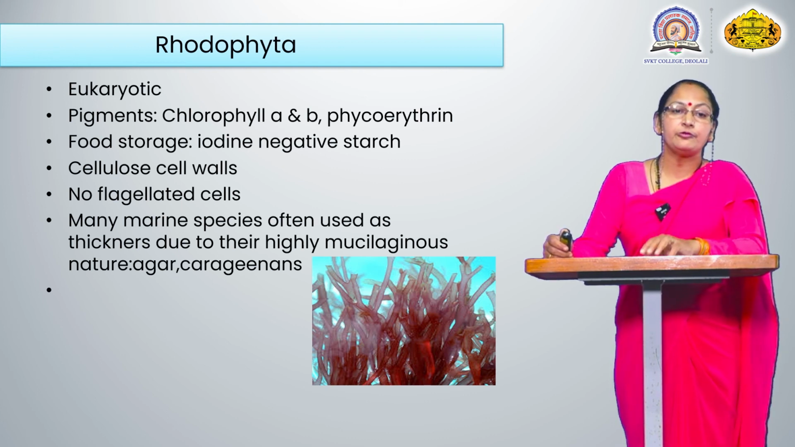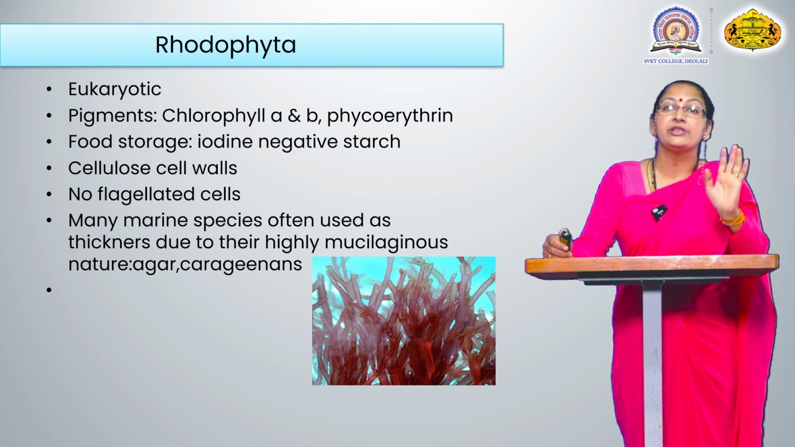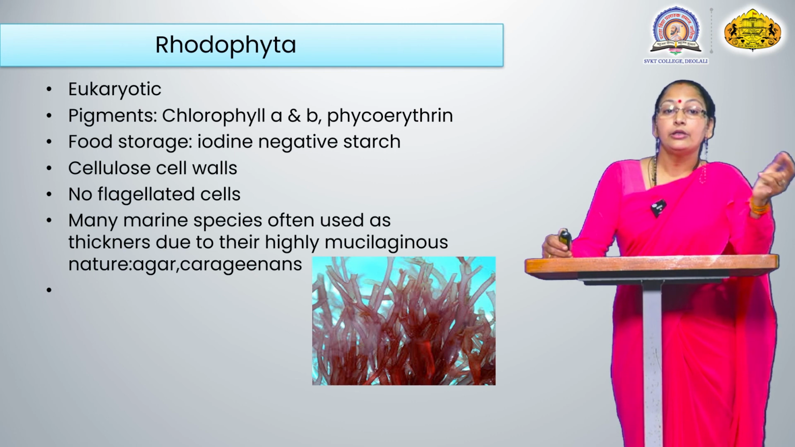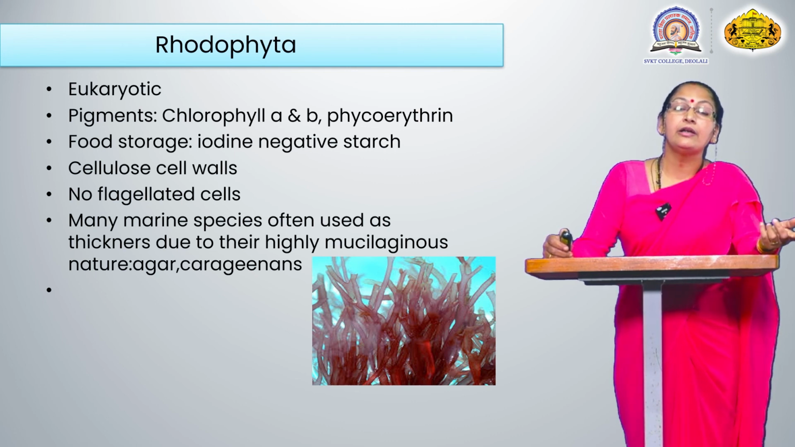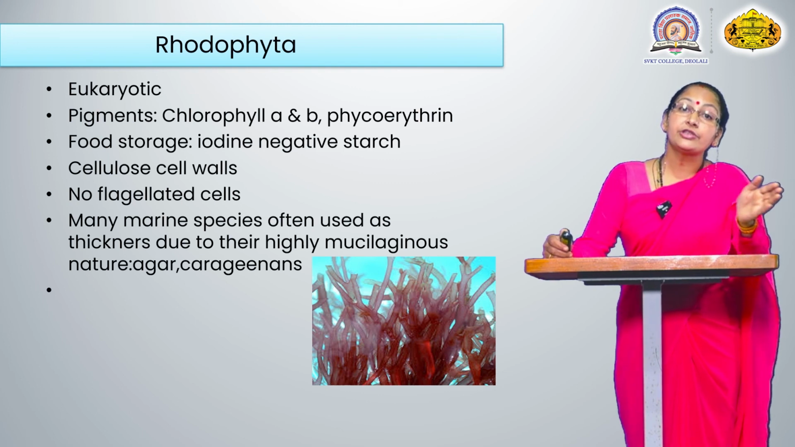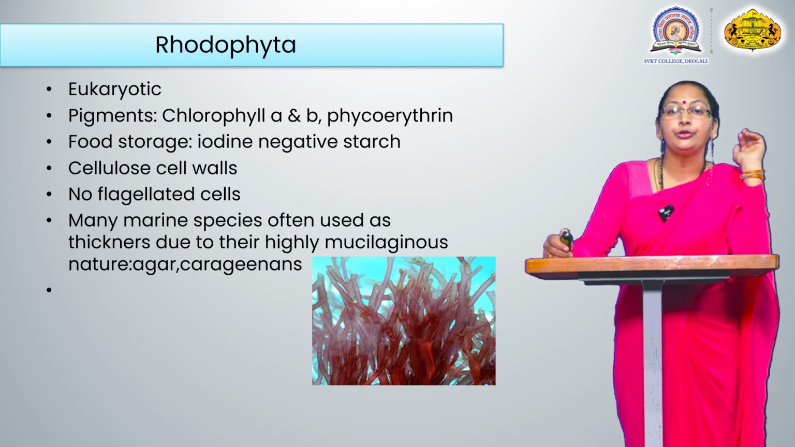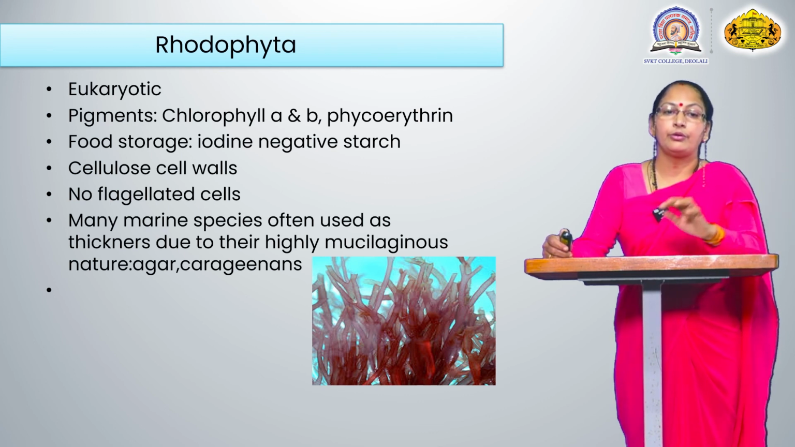There is a big difference. A cellulose cell wall is present in Rhodophyta, but in Euglenophyta the cell wall is absent. In Rhodophyta flagella are totally absent, but in Euglenophyta one to seven flagella are present. These are the differentiating characteristics of Euglenophyta and Rhodophyta.